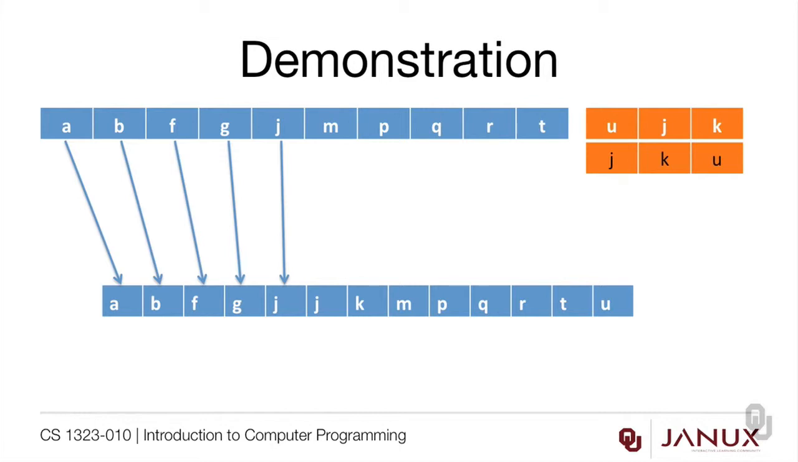Now you're comparing M and J. So that means that the J from the second set is going to have to move in. The next thing that will move in is K from the second set because K is smaller than M, and then M will go back.